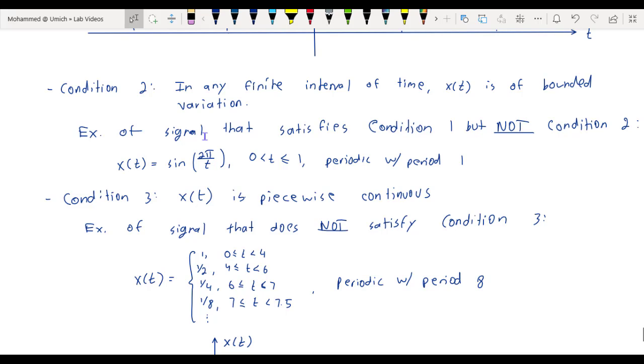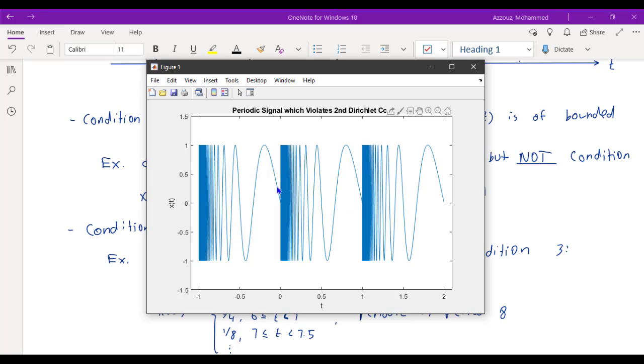The second Dirichlet condition is that in any finite interval of time, x of t is of bounded variation. Now, what does it mean that x of t is of bounded variation? It means that there are no more than a finite number of maxima and minima during any single period of the signal. An example of a function that meets condition 1 but not condition 2 is the signal defined by x of t equals sine of 2 pi over t for 0 less than t less than or equal to 1 and is periodic with period 1. And if we plot this periodic function, its plot looks something like this.